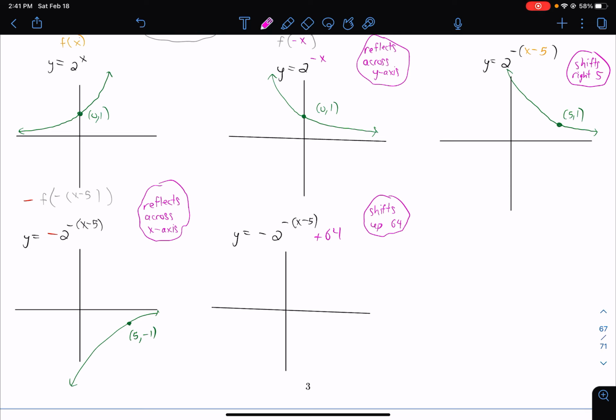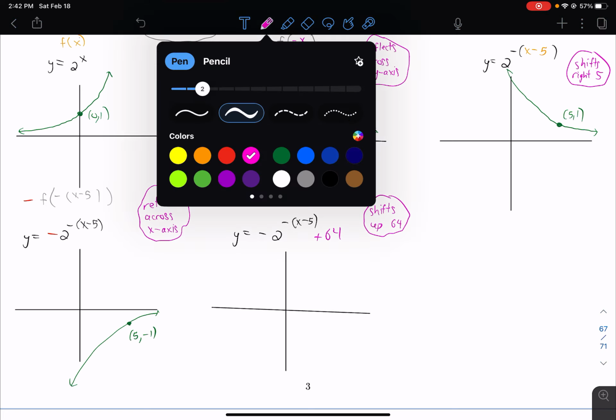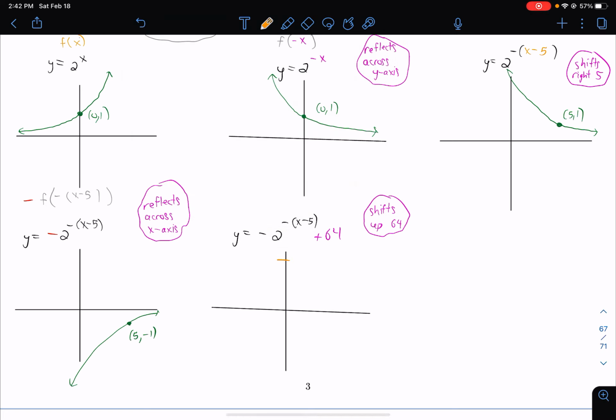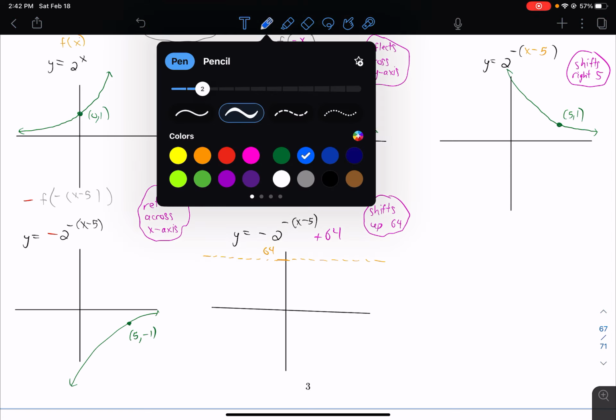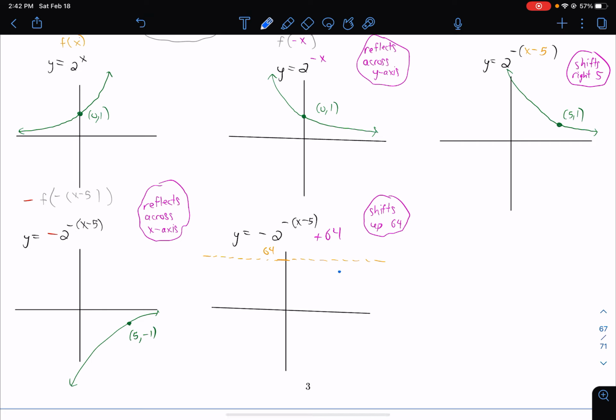So what I'm going to begin by drawing is actually, there was a horizontal asymptote in every graph up until this point. And that horizontal asymptote was going through the x-axis, so that's at 0. If I shift that up 64 units, now that horizontal asymptote is going through 64 on the y-axis. And let's shift up the balance point. That balance point, if I shift it up 64 units, is going to be at 5, 63.